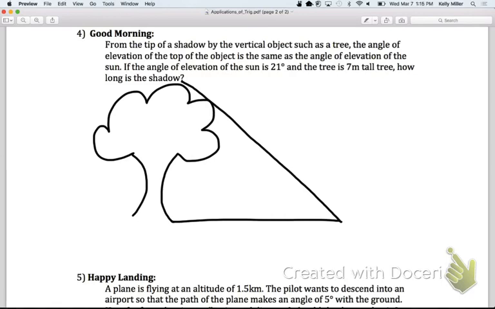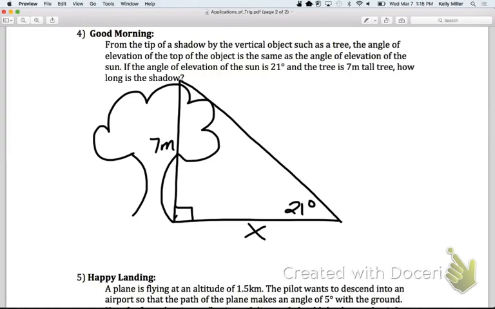If the angle of elevation is 21 degrees, where's that 21 going to go? 21 degrees is going to go in which angle? Angle over here. This lower angle right here, good, so 21 degrees. And the tree is 7 meters tall. So drop down your perpendicular part. So 7 meters is the height of my tree. I want to know how long is the shadow. So where is X going to go? Where's the length of the shadow? On the bottom. So I'm going to put X down there on the bottom.